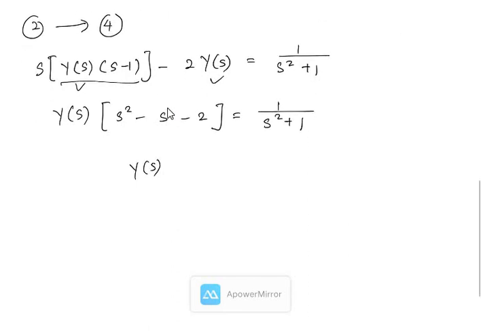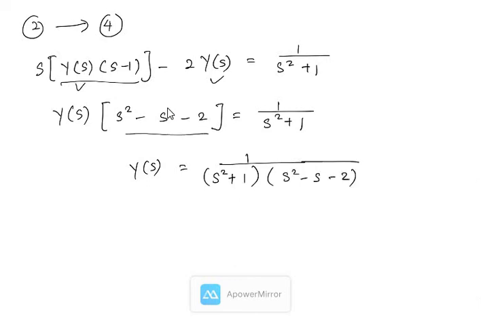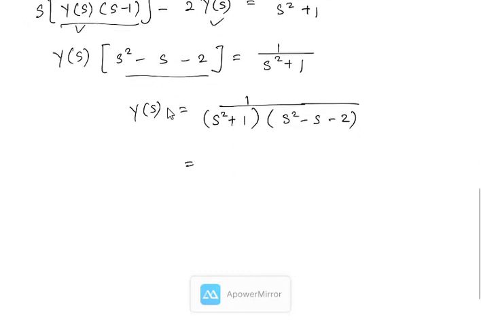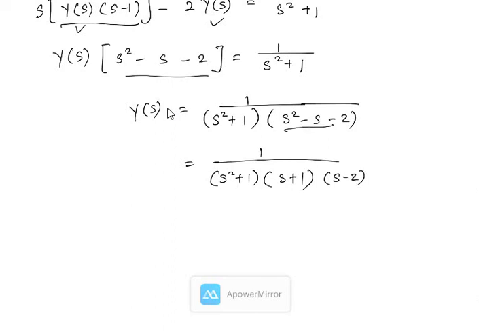So ys is equal to 1 over s squared plus 1, multiplied with s squared minus s minus 2. So this is equivalent to s squared plus 1 multiplied with s plus 1 and then s minus 2. We factor this one out, and we become s plus 1, s minus 2. And now we can use the partial fraction again.